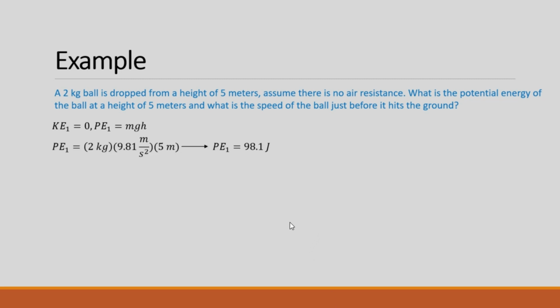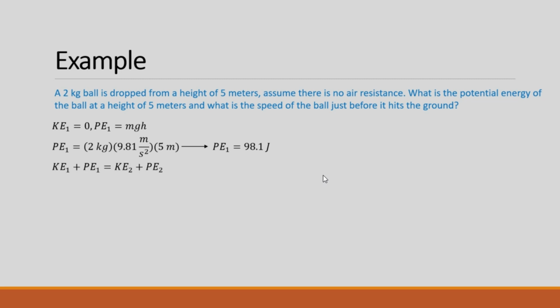Putting in the values for the initial potential energy, we get it's equal to 2 kilograms times 9.81 meters a second squared times 5 meters. And this equals 98.1 joules. So, to answer the first part of this question, at a height of 5 meters, the ball has a potential energy of 98.1 joules.